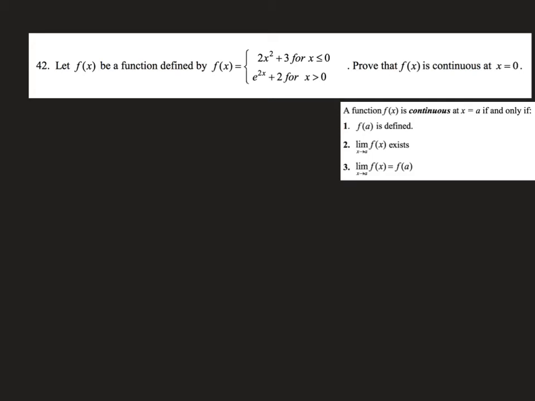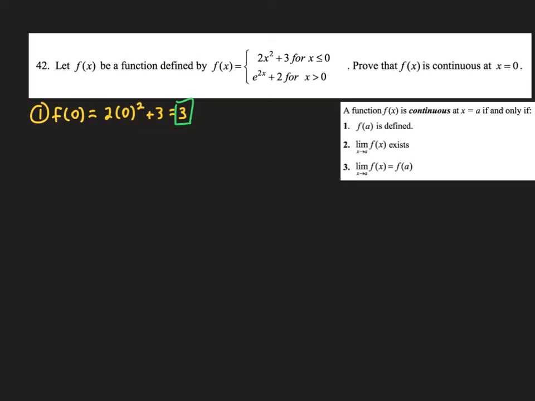Step number 1, I have to make sure that f of a, in this case my a is 0, that f of 0 is defined. And when I do f of 0, I can see that when x equals 0, I follow the top piece of the piecewise, and that gives me a value of 3. So f of 0 is defined and its value is 3.